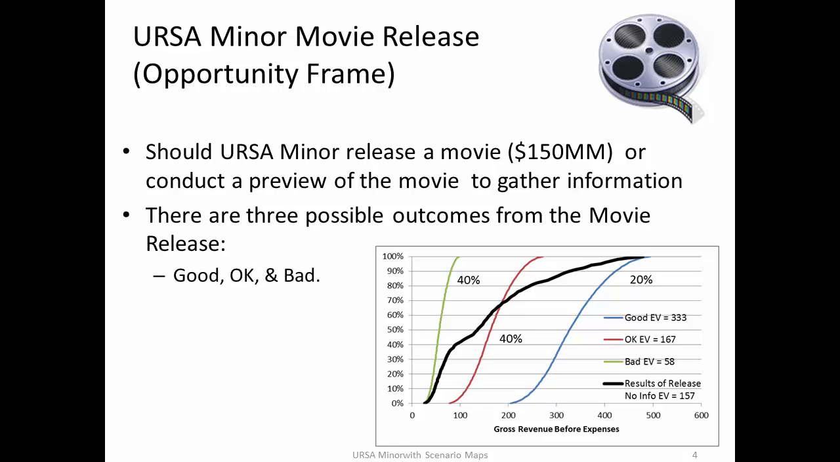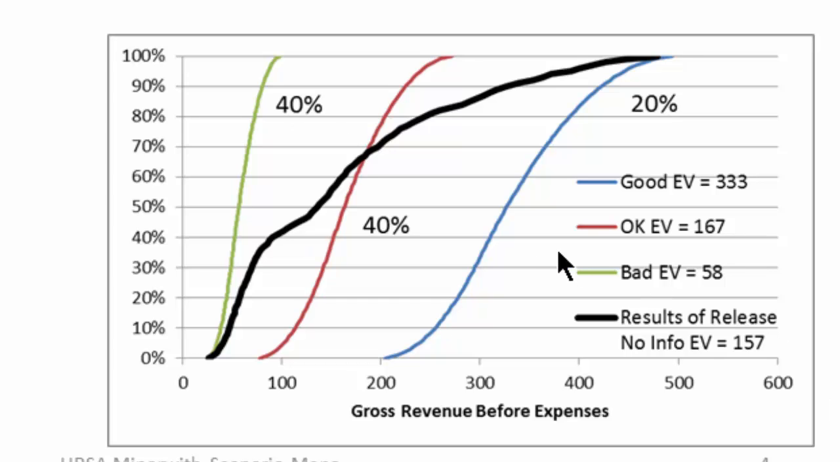So as a reminder, the URSA Minor movie release is going to have to make a decision whether to release a movie that costs $150 million or whether to conduct a preview of the movie to gather information. In this particular problem, the subject matter experts have identified three different scenario maps. There's the good, the okay, and the bad, and they have 40, 40, 20 probabilities. And when those are added together, we get this black line which represents the reality curve made up of these three things. The gross revenue before expenses, that's the 150 million to release it, is 157 with no information.